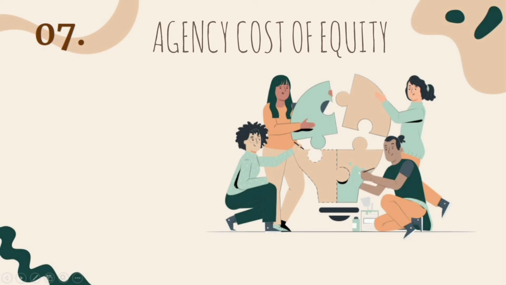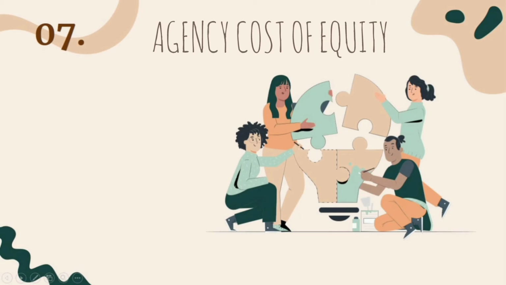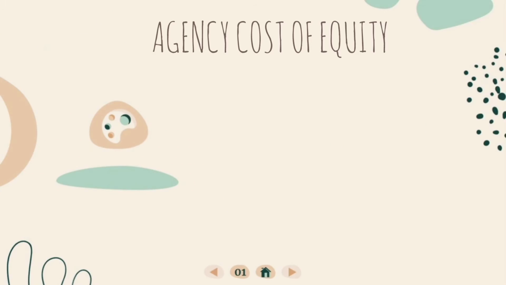So next is agency cost of equity. Conflicts of interest between management and shareholders are referred to as agency equity costs. The cost of agency equity arises when management makes decisions that are not in the best interest of the company and are perceived by shareholders as activities that will not improve the value of the shares. There are three situations that agency cost of equity is caused by.